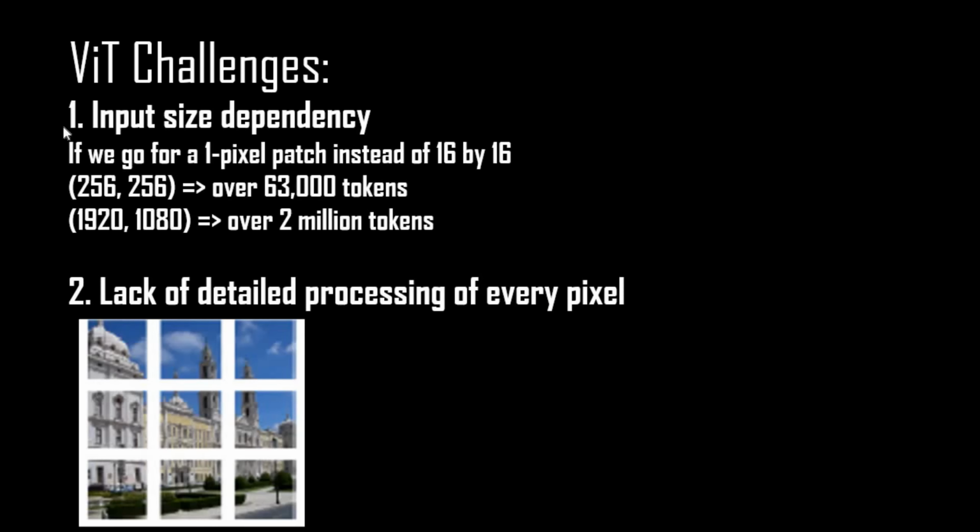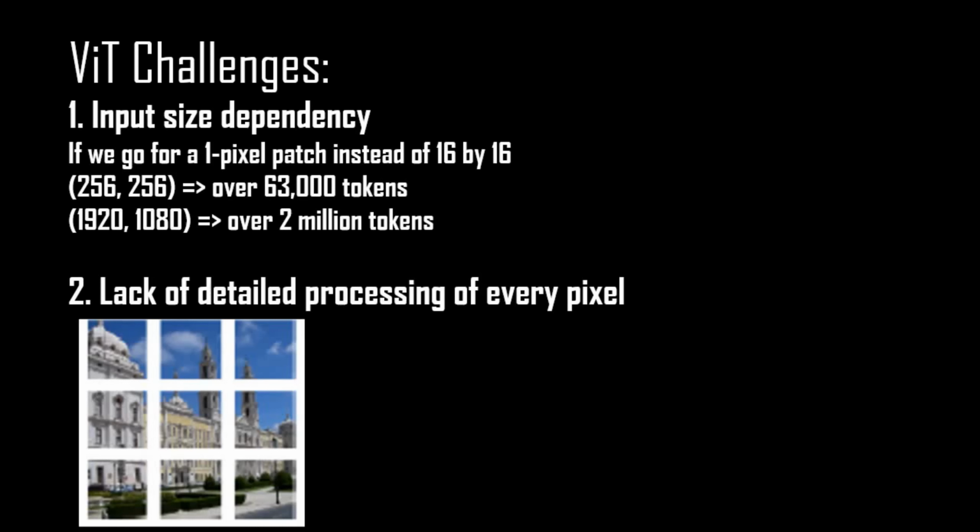Okay? And ViT has two main challenges. The first one is input size dependency, which means that if I have a larger input size, I need to have more tokens. For example, let's say my patch size is 1 by 1 pixel. In that case, for an image with this size, 256 by 256, I need 63,000 tokens. And for a full HD image, I need over 2 million tokens, which is computationally very expensive.